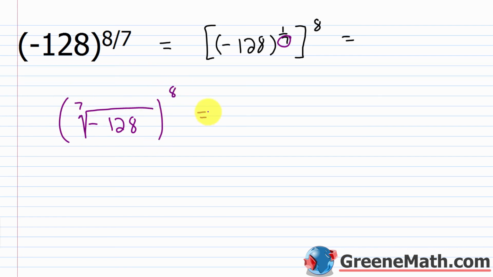Now, we know that the 7th root of negative 128 is negative 2. So again, negative 2 is the result there. And then this is still inside of parentheses here, and it's raised to the 8th power. So when we raise it to the 8th power, we're going to end up with 256. And again, because this negative is inside of parentheses, this would end up being positive 256.